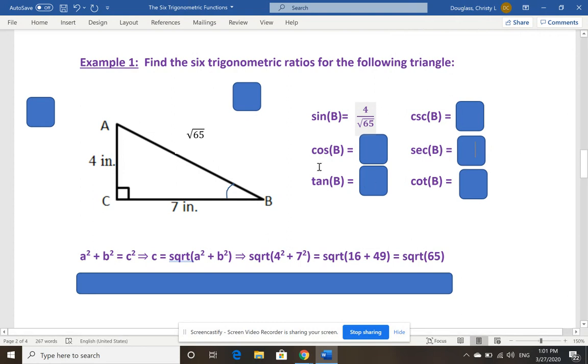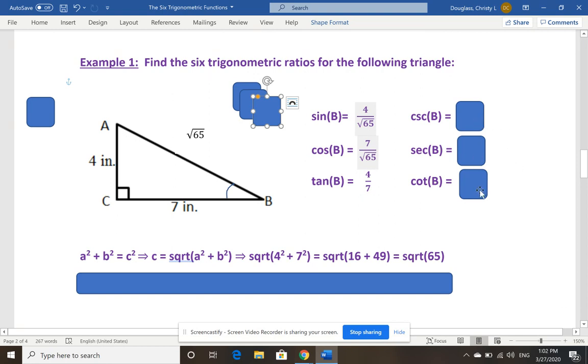Now, cosine is going to be adjacent over hypotenuse. So this over this. So 7 over the square root of 65. Tangent is the opposite side over the adjacent side. So that should be 4 over 7.